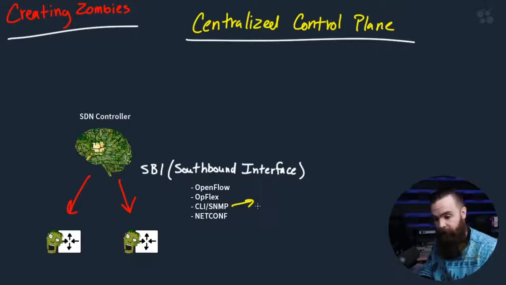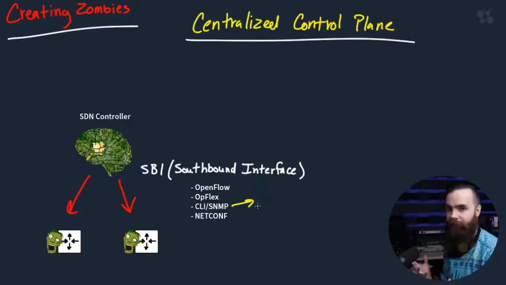Not all networking devices support all the new stuff. Not every network device is going to have API support. A lot of the older devices don't have API support, right? A lot of existing Cisco equipment in a lot of companies just can't do it. So that's why we have CLI and SNMP as the option to control devices.